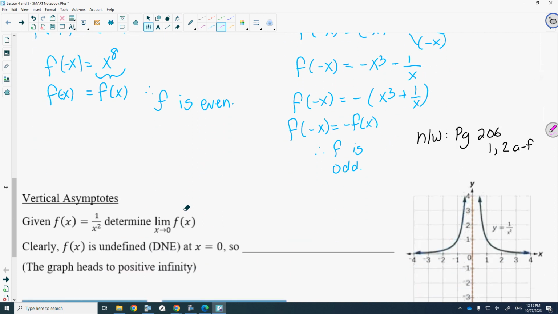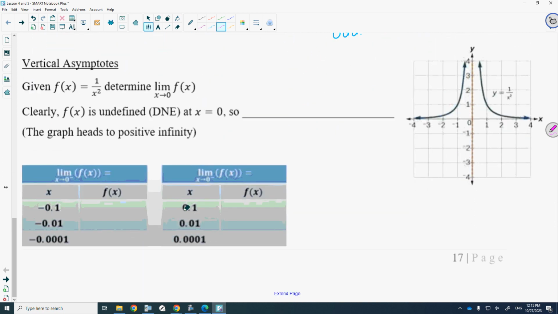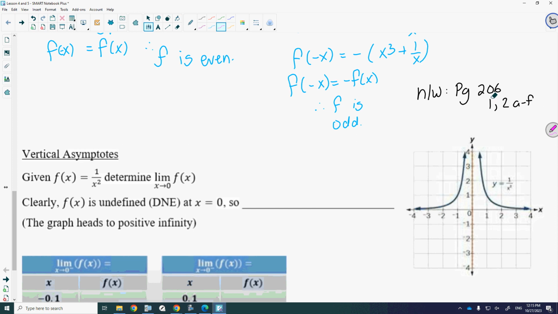Homework for even odd functions is page 206, number 128F.